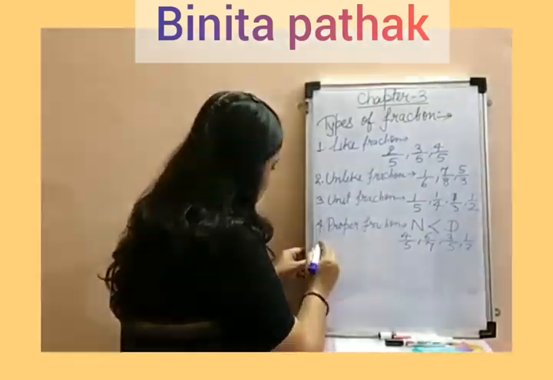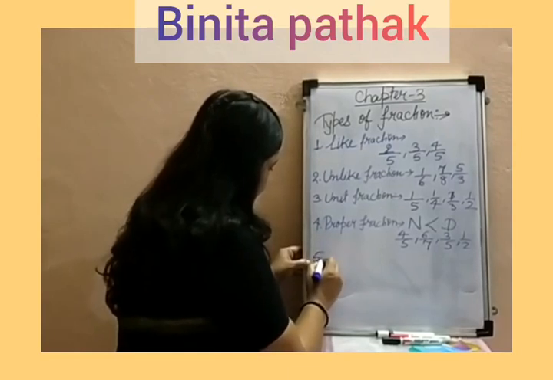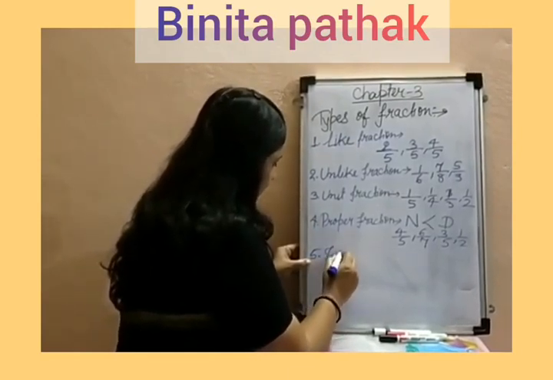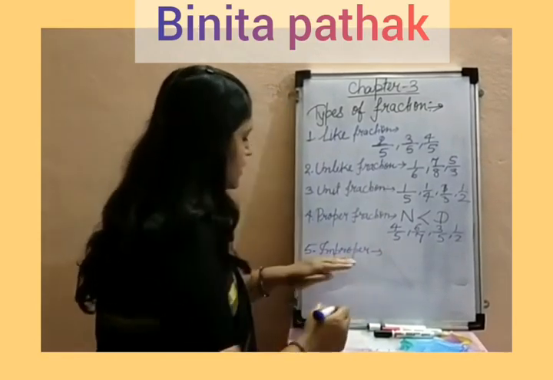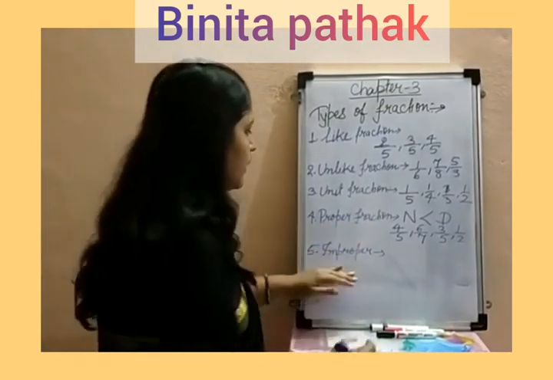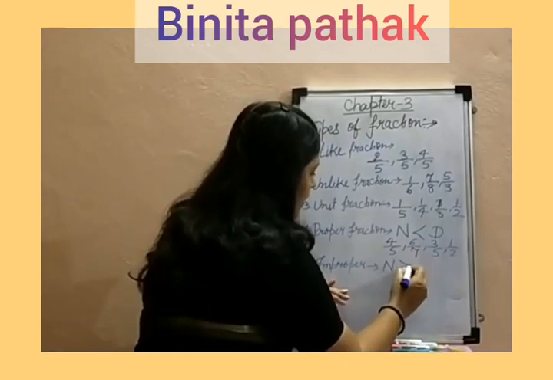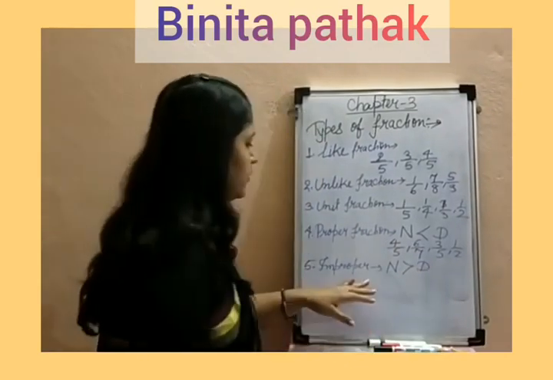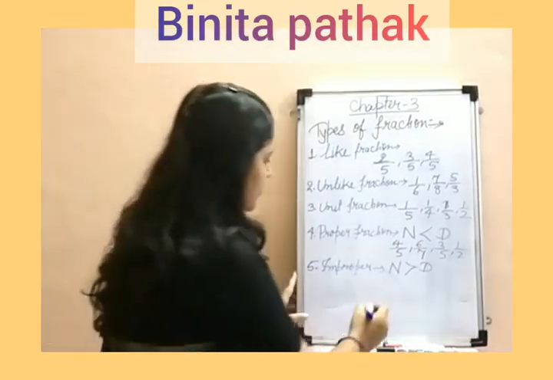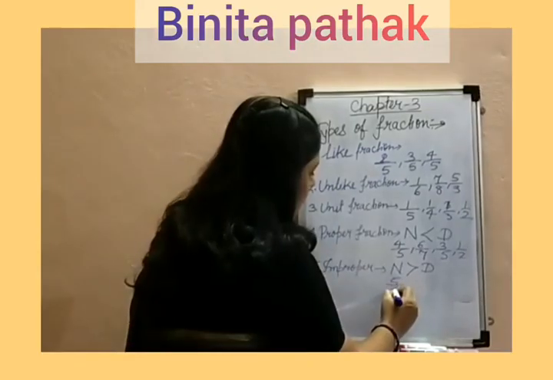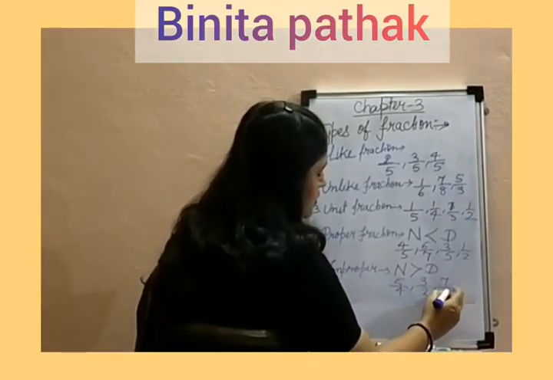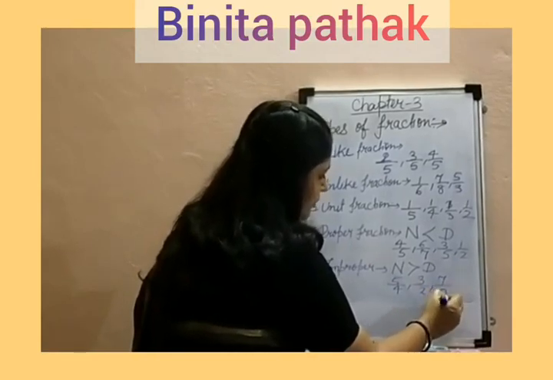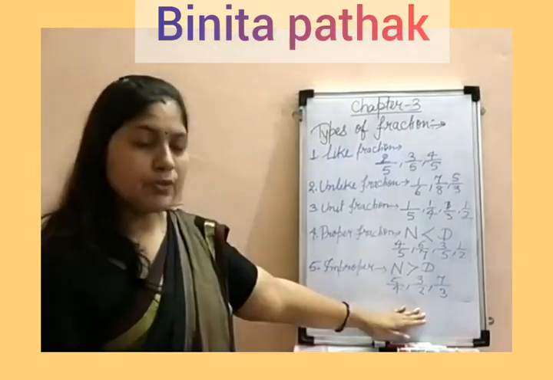Now improper fraction. This is just the opposite of proper fraction. It means if the numerator is greater than the denominator, these are called improper fractions. For example, 5 upon 4, 3 upon 2, 7 upon 3. These are called improper fractions.